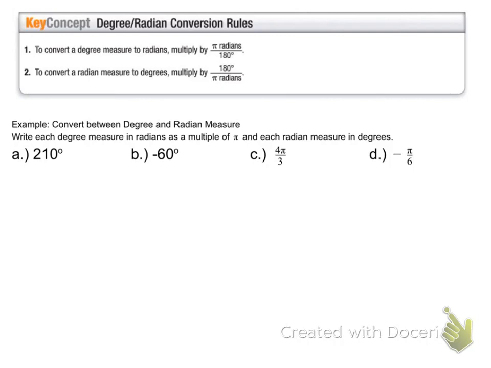So what you guys probably want to know is, how do I switch again from degrees to radians and radians to degrees? The key is pi is equal to how many degrees? How many degrees are pi? Half a circle.